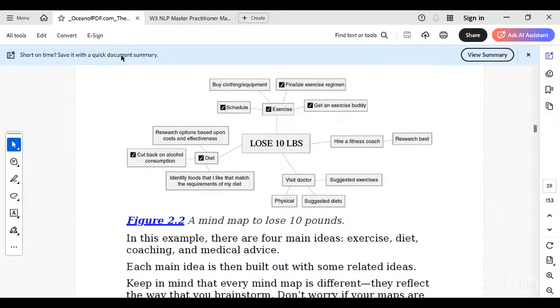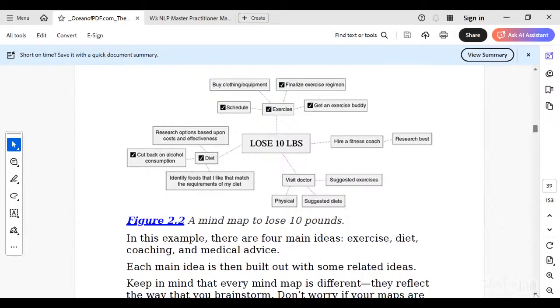The basic thing is losing 10 lbs: buy clothing or equipment, finalize exercise regimen, schedule exercise, get an exercise buddy. And the other thing, research options based upon cost and effectiveness. Cut back on alcohol consumption. Diet: identify foods that I like that match the requirements of my diet. Hire a fitness coach. Research best, visit a doctor, suggested exercises, physical, suggested diets. Figure 2.2, a mind map to lose 10 pounds.